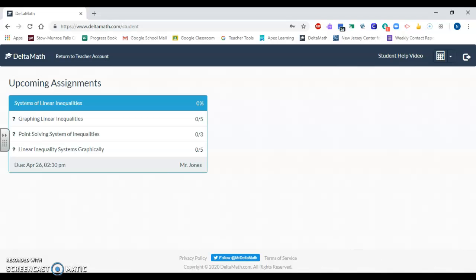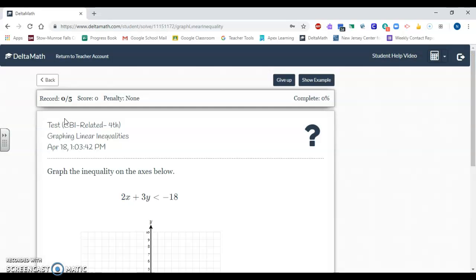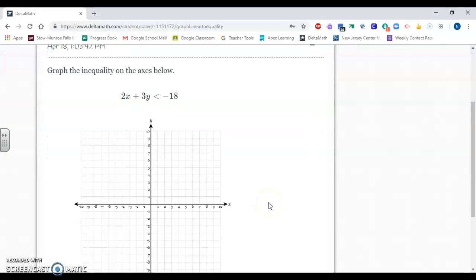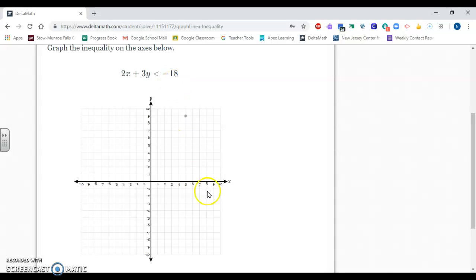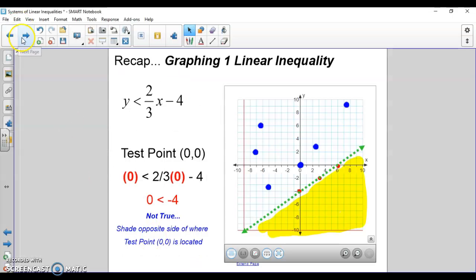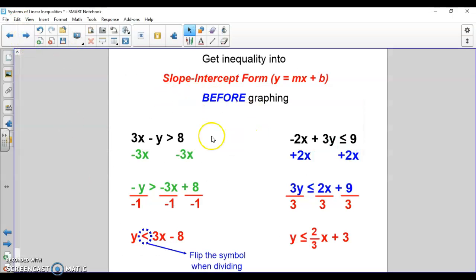Looking at Delta Math, this is what it would look like on your end, system of linear inequalities. First section is what I just did, graphing linear inequalities. Now you may need to get y by itself. Bouncing back to the slides, I do have a slide here just showing very quickly 2 quick examples on how to get y by itself in a couple different scenarios.